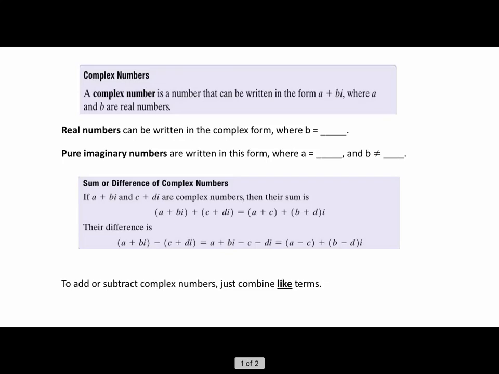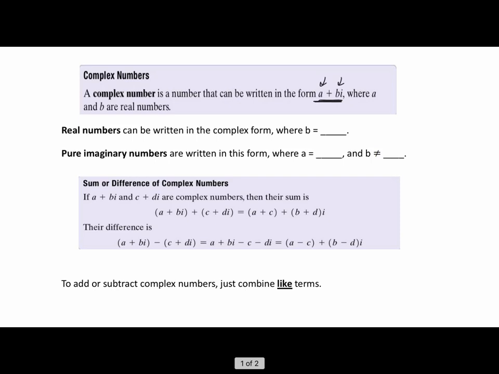A complex number is a number that can be written in the form a plus bi, where a and b are both real numbers and i is the imaginary unit. So if you had a real number, that can be written in the complex form because real numbers are in the complex number system. But b would have to be some very specific real number for this complex number to be real only.